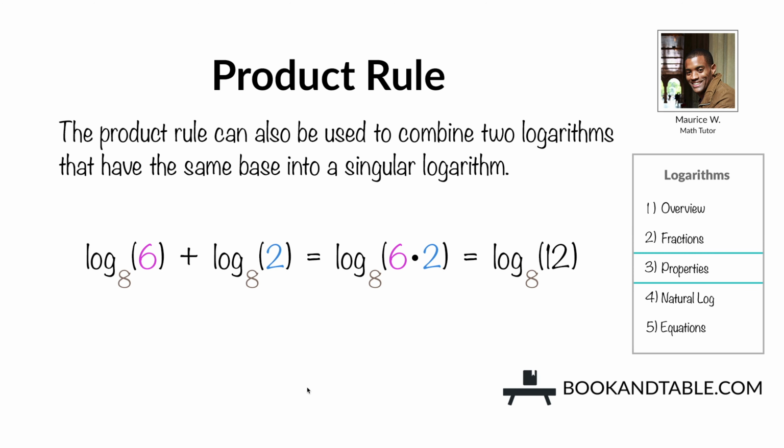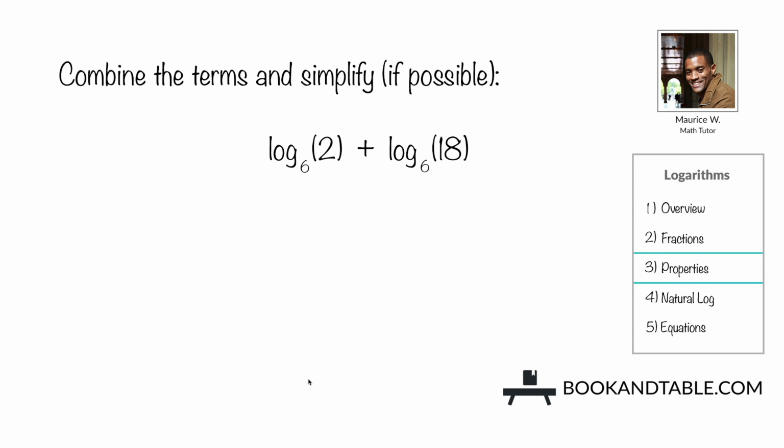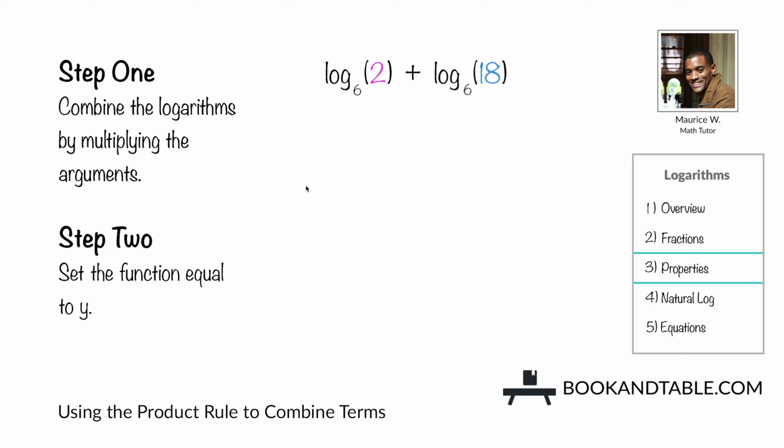But let's walk through a new example together from the beginning. Let's say you were asked to combine the terms and simplify if possible, and you were given log base 6 of 2 plus log base 6 of 18. So how would we go about combining these two terms? Step 1, we want to combine the logarithms by multiplying the arguments 2 and 18. So we keep the base 6. So that would give us log base 6 of 2 times 18. And 2 times 18 would be equal to 36.